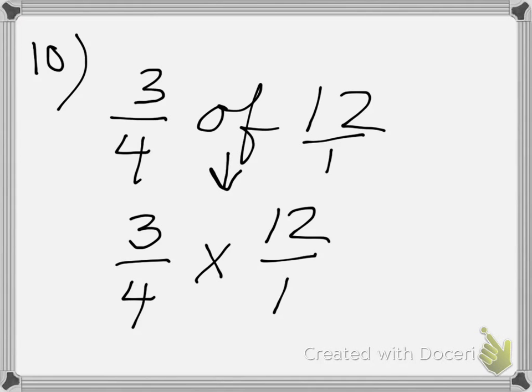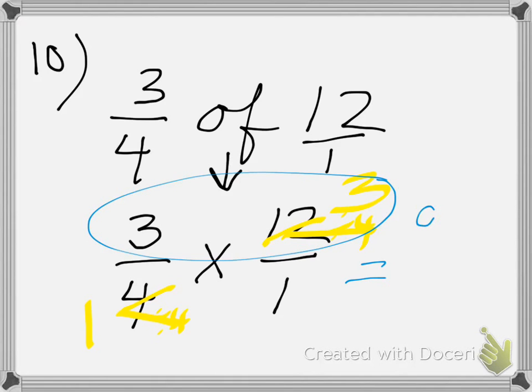We have a multiplication. A multiplication we can cancel. We can divide these both by 4. If we divide this by 4, we're going to get 3. If we divide that by 4, we're going to get 1. So now we have 3 times 3, which is 9, 1 times 1, which is 1, and anything over 1 is itself. So our answer is going to be 9 sticks.